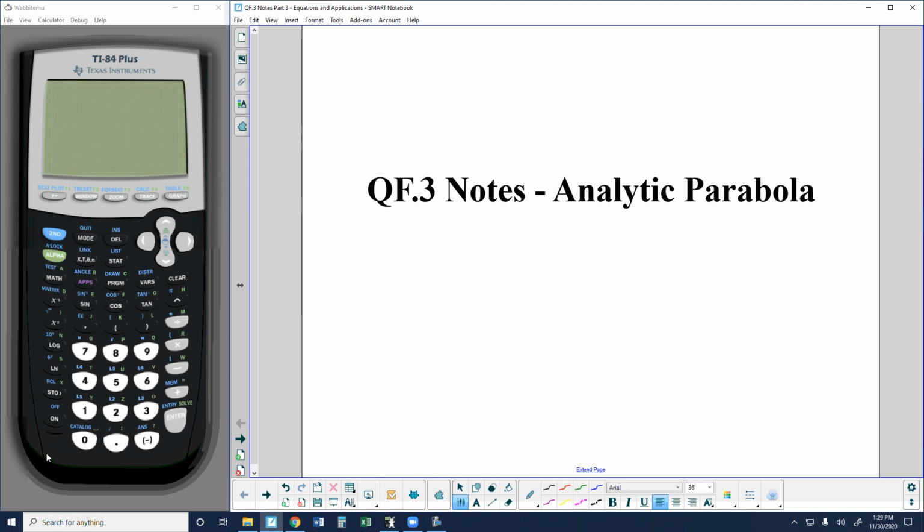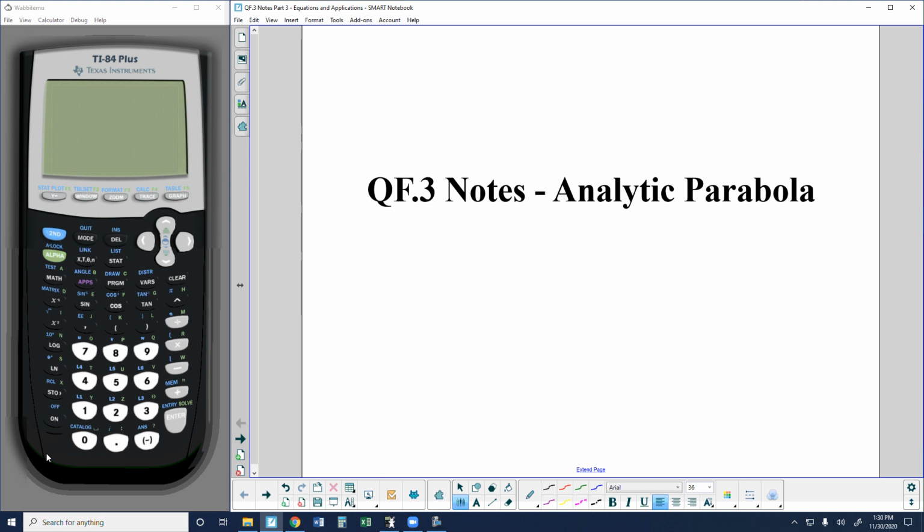Last time we took a look at a method that we could use to come up with a standard equation for an analytic parabola given information about the focus, directrix, or vertex, two of those three things. It was through the method of deriving the equation. It took us a little while. There's a lot of work in there, a lot of opportunity to make mistakes, but we did get to the standard version of an equation.